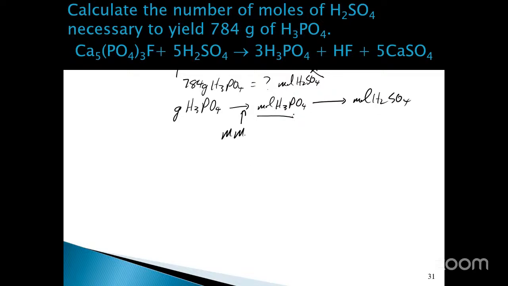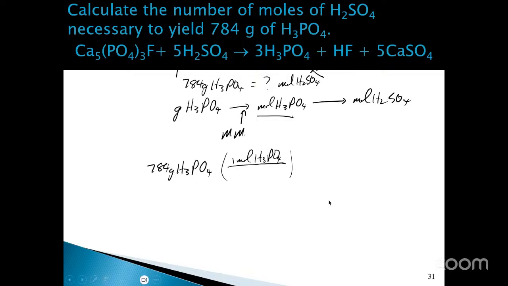So basically what this indicates is that you're going to need a series of two conversion factors in order to get from the grams of phosphoric acid to the moles of sulfuric acid. So let's do the actual setup, where we start off with the 784 grams of the phosphoric acid. And then to convert it to moles, we need to engage the molar mass. So up here, we're going to put 1 mole of H3PO4. And down here, we need the molar mass of phosphoric acid.